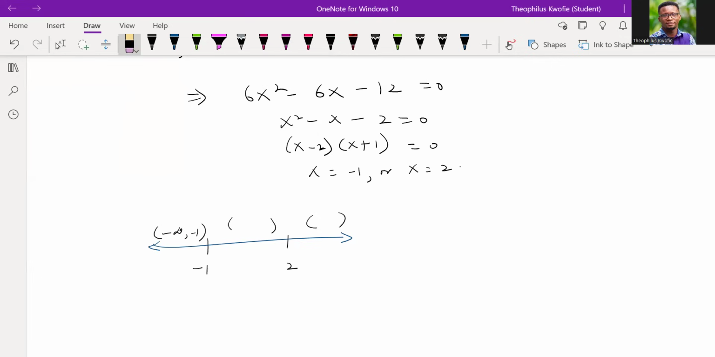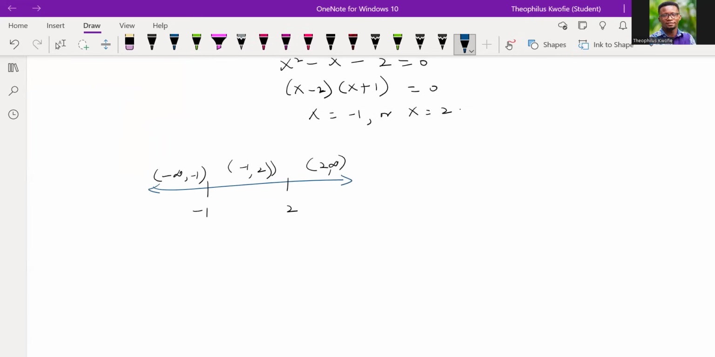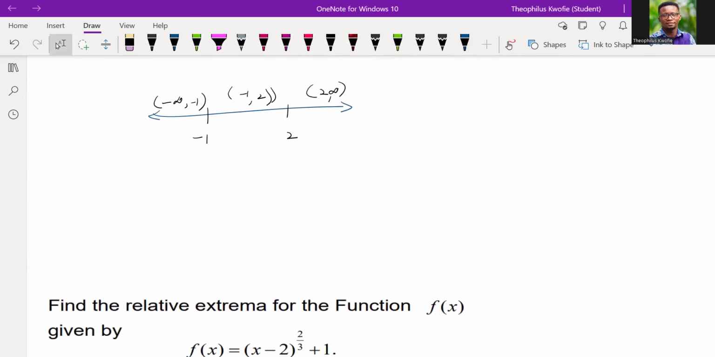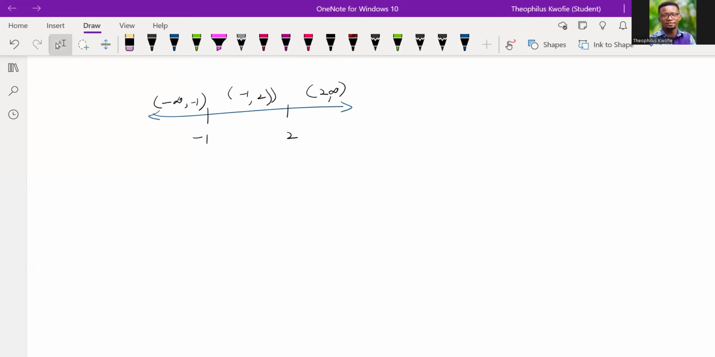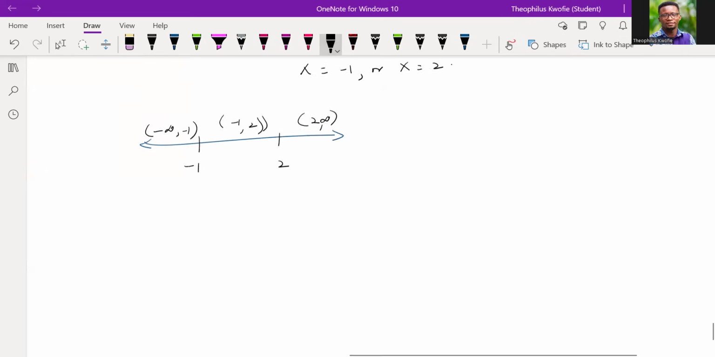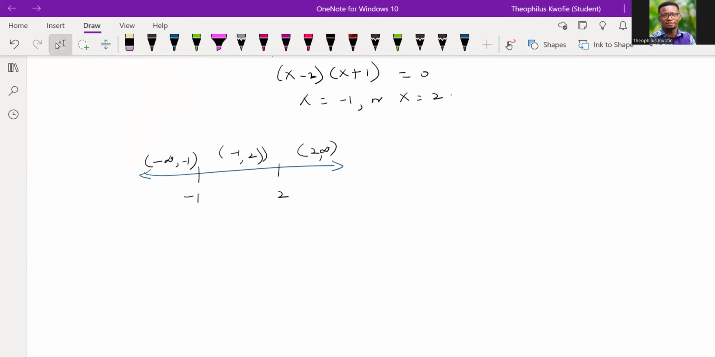We'll also be picking... let's see, -1 and 2. And within this range, from 2 to positive infinity, what values are we going to use? So in that case, let's try and maybe build a table that would help us. Okay. I think that table would be easy to use. So let's look at some test values.